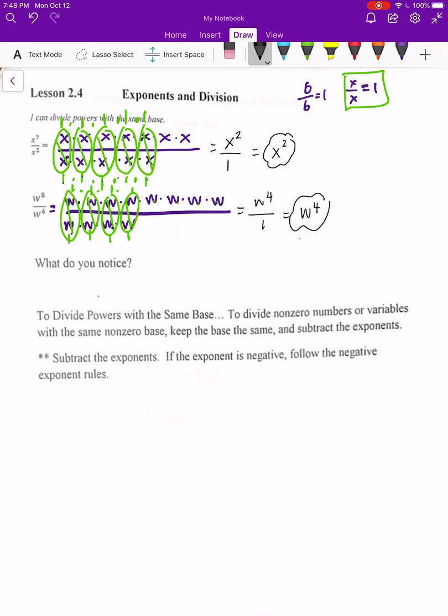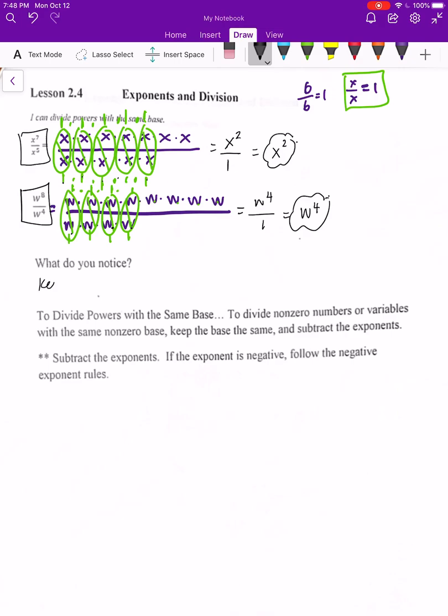All right, so what did you notice? I asked you that same thing with the multiplication. What do you notice going on? What do you notice from here to your answer? What do you notice from the w to the 8th over w to the 4th and your answer? Hopefully you said, it looks like they're subtracting the exponents, because that's exactly what's happening.